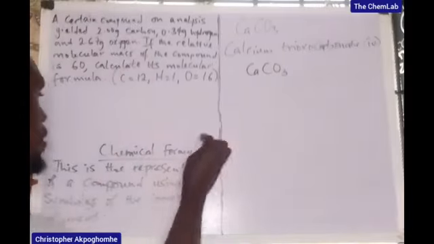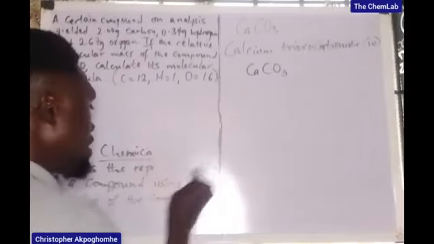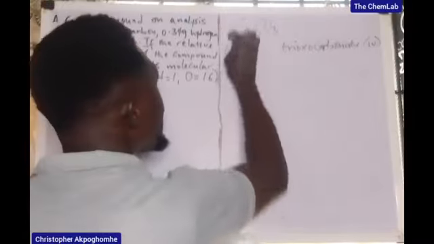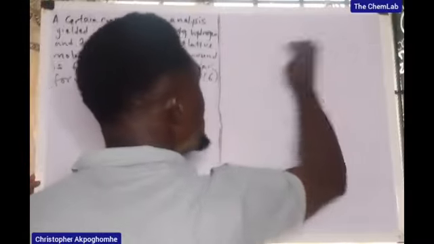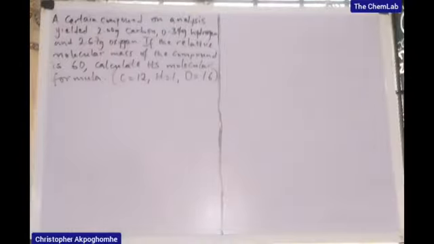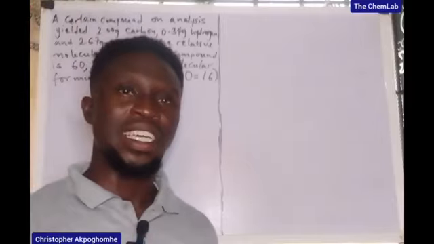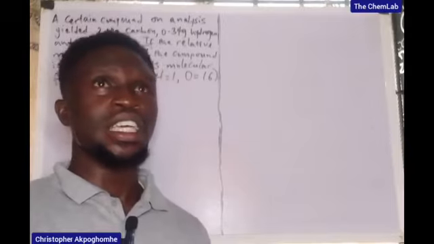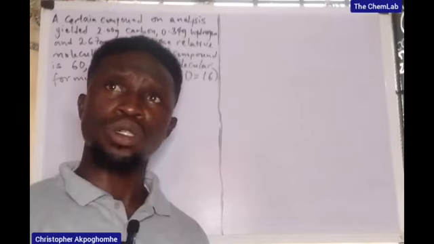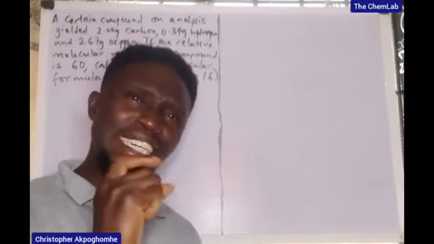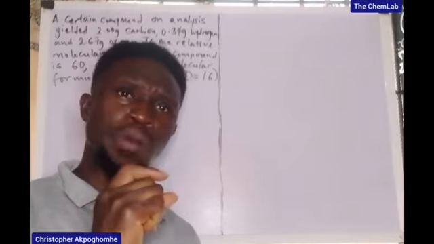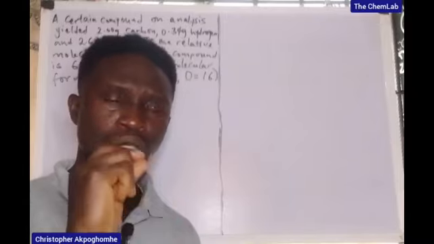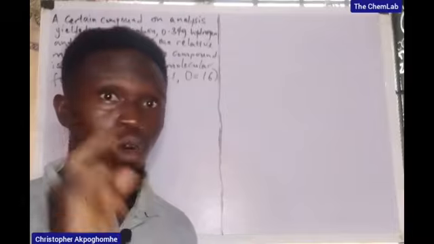Having said that, let's move on to what we call empirical formula. What is empirical formula? Empirical formula is the simplest chemical formula of a compound. The simplest. That is the formula of a compound that shows the basic number of atoms that the compound is made of. That's what the empirical formula is.